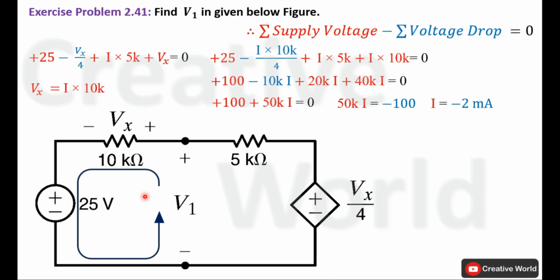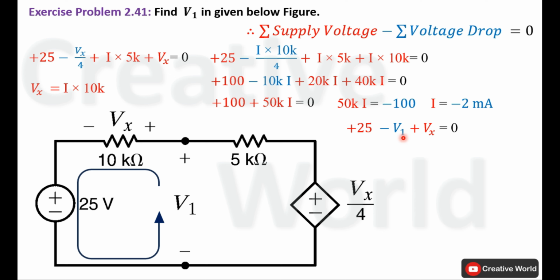For that purpose we will use this left half circuit. You may take right half circuit for the calculation of V1. In both cases the answers will be same. Start writing KVL equation for this semi-closed loop. Start from 25 volt. Current entering terminal is positive, so 25 volt will be taken with positive sign. Next is V1. Current entering terminal is negative, so V1 will be taken with negative sign. Next is Vx. Current entering terminal is positive, so Vx will be taken with positive sign.